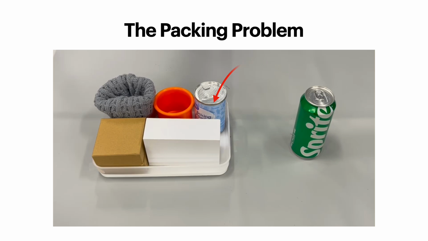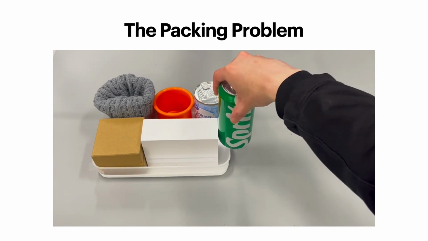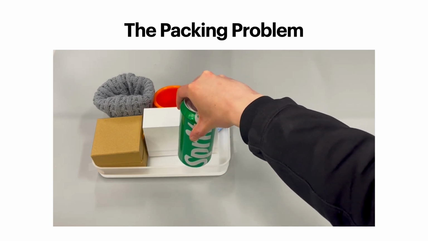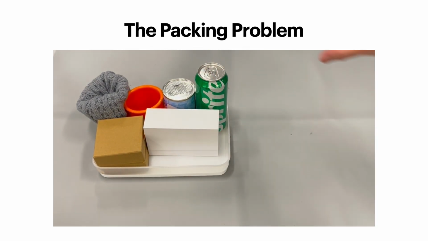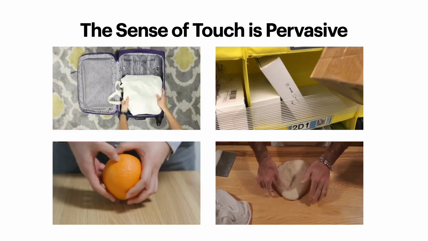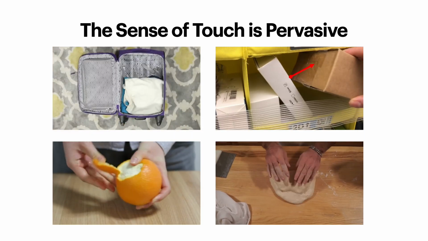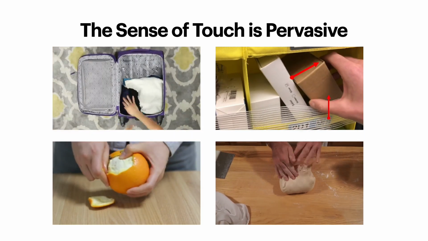Imagine we want to put this item into a densely packed box. How would we do it? We would first look at the scene, then attempt to insert it at different locations, finally placing it into the tray when we predict we can make enough space for it. This ability to integrate visual tactile sensing and make future prediction is crucial for many daily tasks.